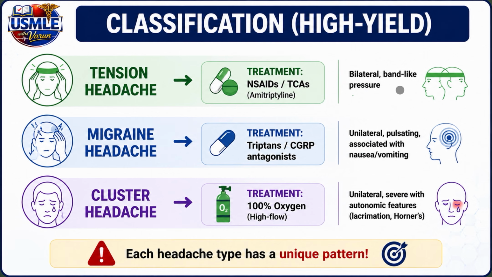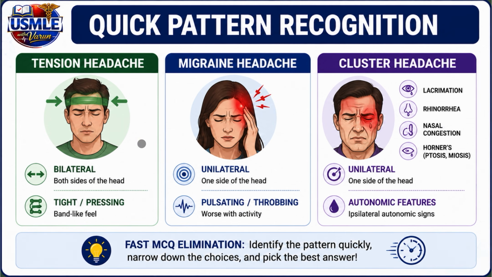Tension headaches are usually bilateral and characterized by band-like pressure, whereas migraine headaches are unilateral with a pulsating quality and are associated with nausea or vomiting. Whereas cluster headaches are unilateral, severe, with autonomic features like lacrimation, and also associated with Horner's syndrome features. Each headache has a unique pattern. This is one of the most important slides with relation to the exams. If you can identify the pattern quickly, you can eliminate the wrong answer in just a few seconds.